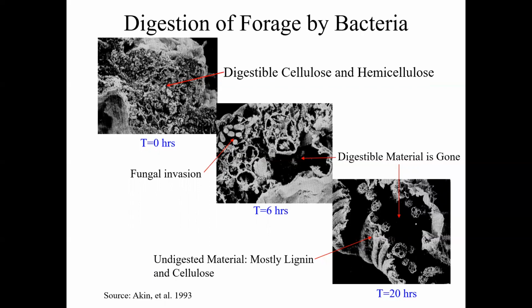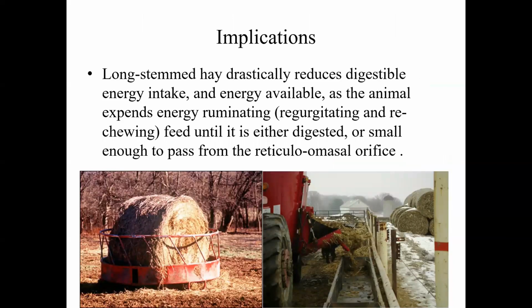So what I want you to understand right now is anything that we can do to disrupt that forage particle increases the rate of digestion, which means that our cows can get more energy intake per day by eating more. Long-stemmed hay drastically reduces digestibility, reduces energy intake, and it reduces energy available to the animal. In addition, that animal expends more energy because she's got to regurgitate and rechew the feed until it's either broken down small enough to pass out of the reticulum or it's digested.